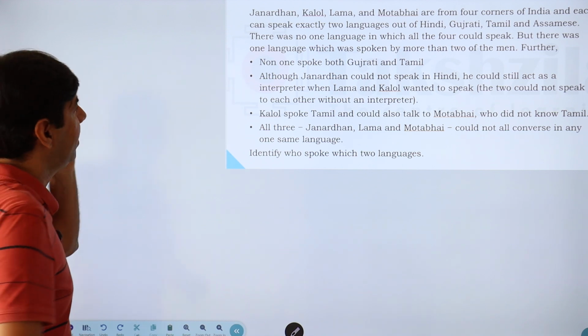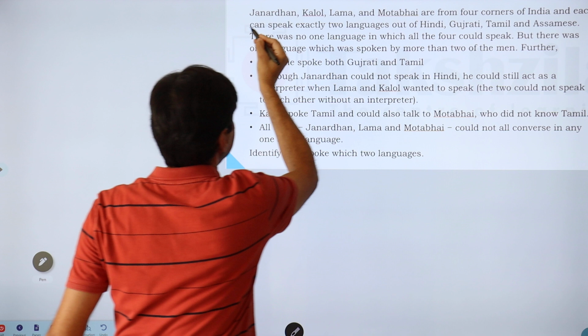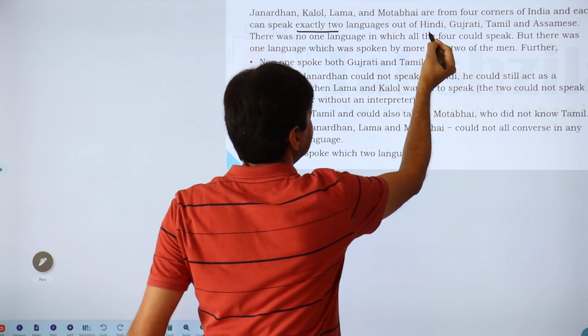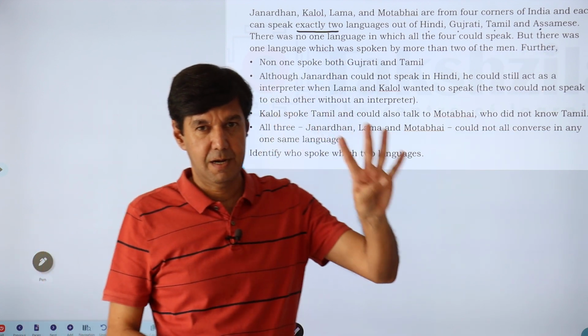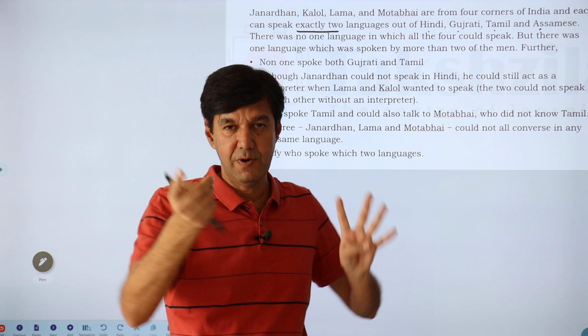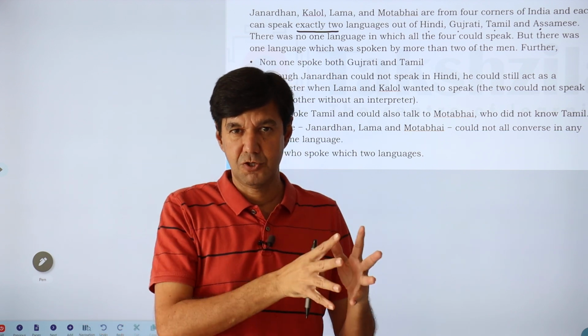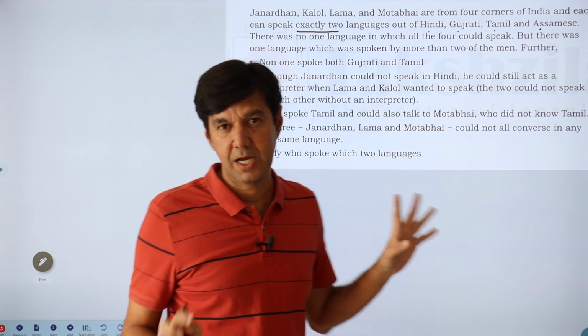I'm going ahead solving it. So we have J, K, L, M from 4 corners of India, such that each can speak exactly 2 languages out of Hindi, Gujarati, Tamil, Assamese. So the framework is set. There are 4 people, 4 languages. Each person can speak 2 languages, so we have to match languages to people. So the grid is easy: yes, no, tick, cross.